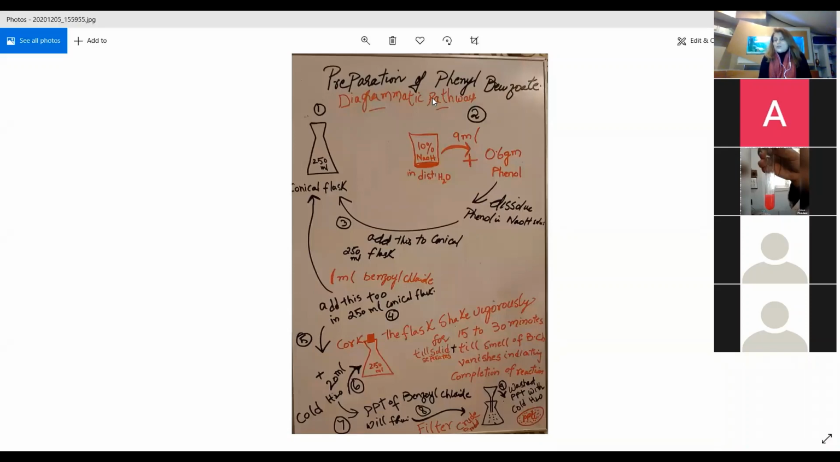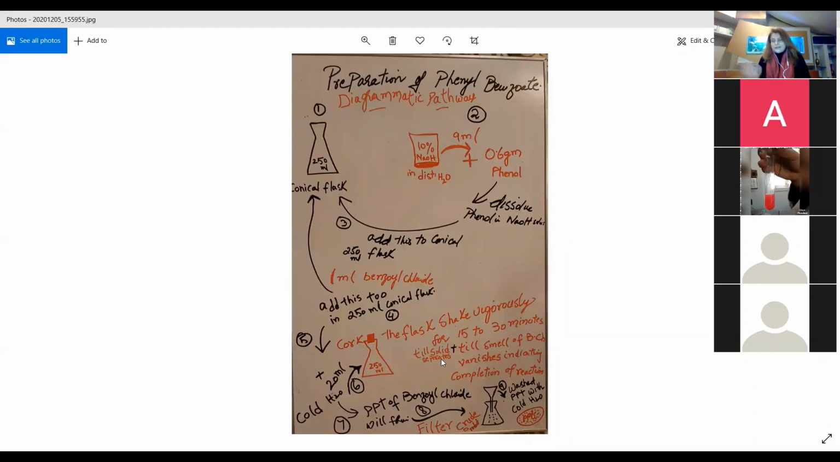So they say that the reaction will come to an end, the reaction period will be over, when you feel that the smell of benzoyl chloride is no more, it has disappeared, right? This is the indication that your experimental time is over, whether it is 15, 20, or 25 minutes, and your product is about to form. This is what they have indicated: till the solid separates out.